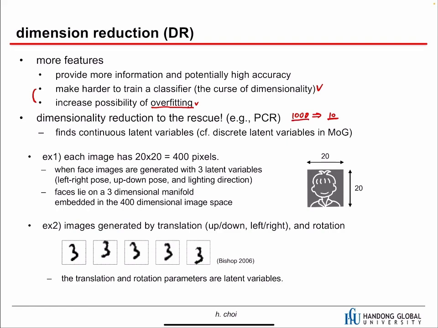That's what dimension reduction does, and it finds continuous latent variables. Continuous latent variable means this 10-dimensional space in this example. So we have a 1,000-dimensional space. This one is the space where our data samples exist, the observable space. And this space is not observable, it's hidden, it's latent.